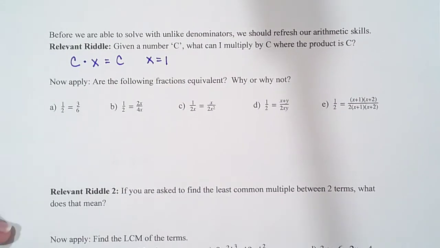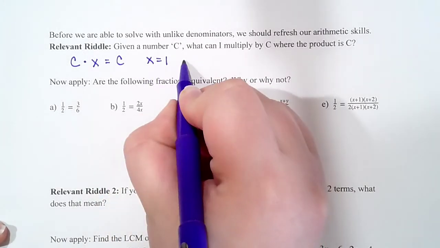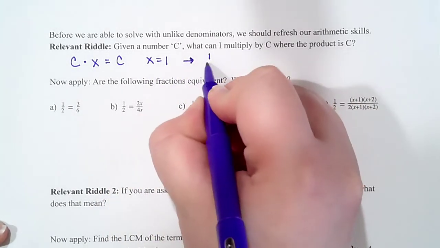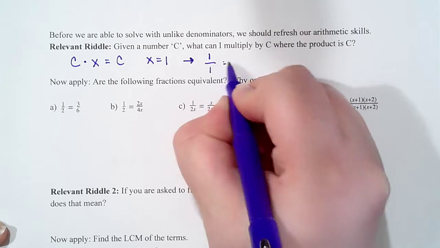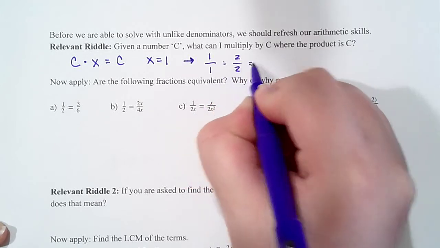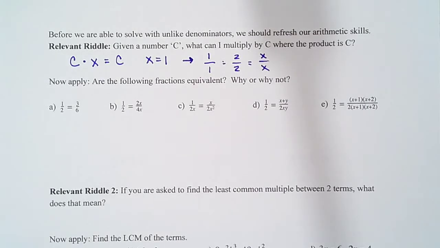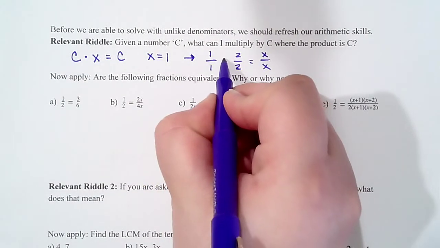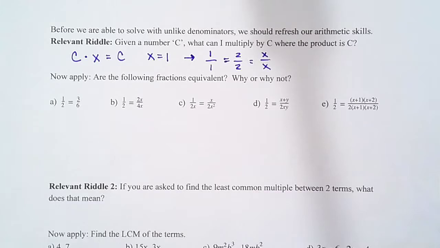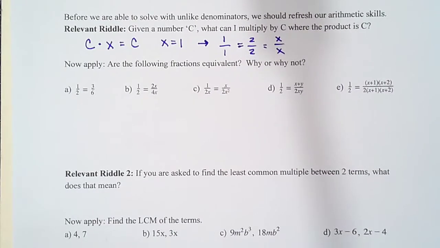X can equal 1 here. Another way of writing 1 could be 1 over 1, or 2 over 2, or x over x, anything divided by itself. And this is something that we are familiar with based on other lessons, but it's good to refresh that. So let's now apply this idea.